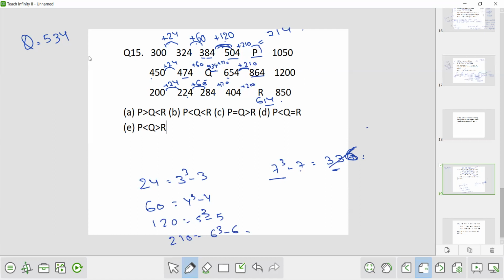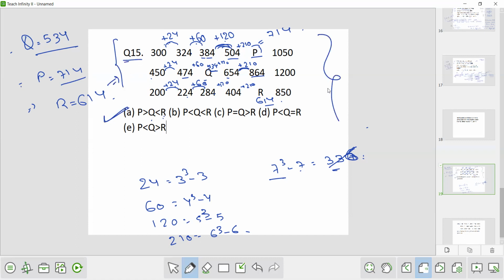So here you calculated P as 714, Q as 534, and R as 614. Now what is the relationship between this P, this Q and this R? So here P is greater than Q, yes, and Q is less than R, yes. So option A is correct. So we have found the solution for question number 15.